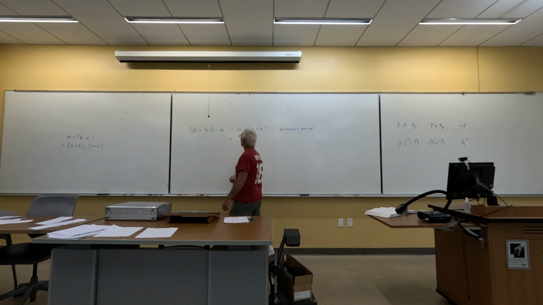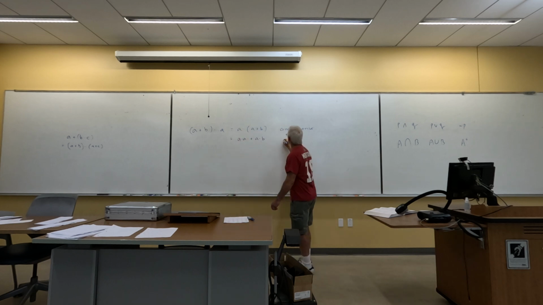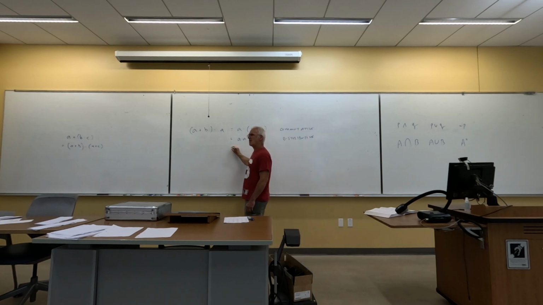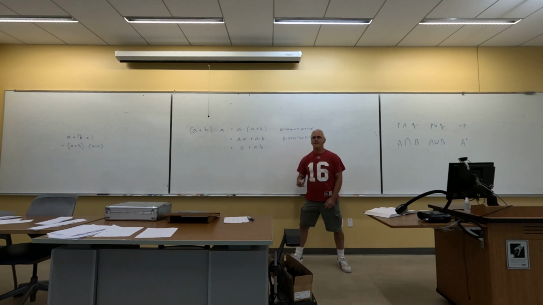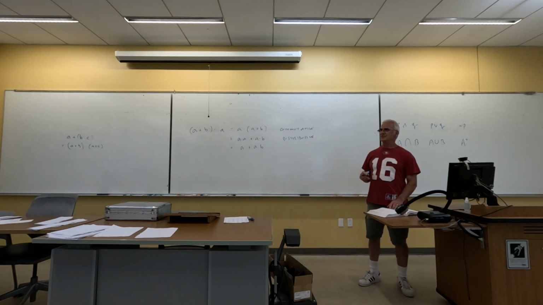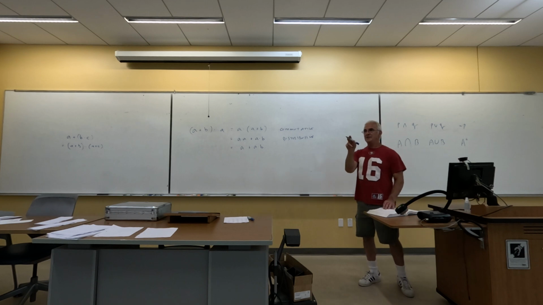Now, we just did this. So what should this be? Or we did a version of this. A dot A plus A dot B. And that's obviously a distributive property. Distributive. A dot A. Okay. This is a tricky one. Idempotent. Good. How did you know?